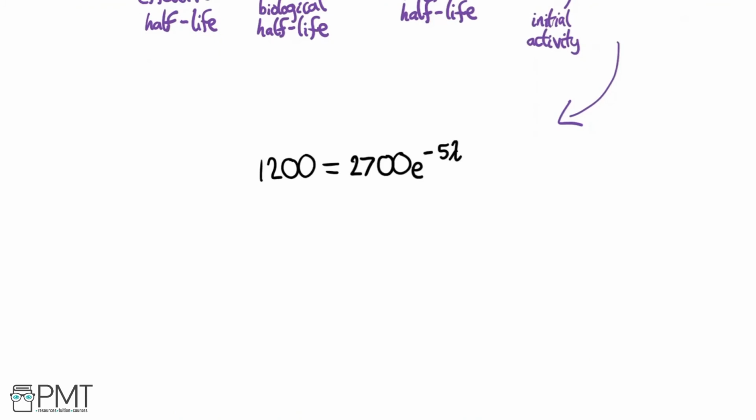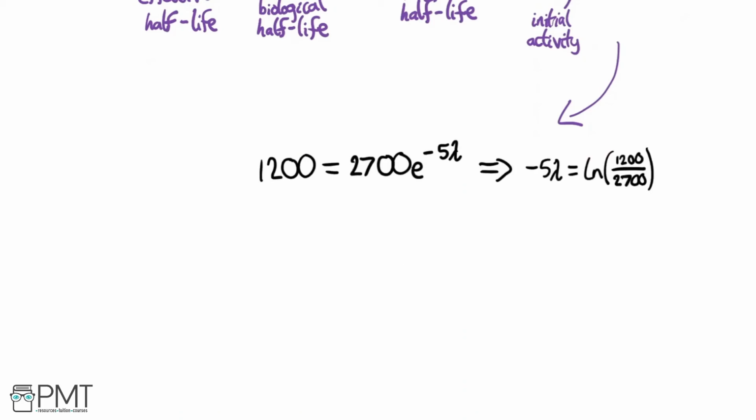So the count rate after 5 days, 1,200, is equal to the initial count rate, 2,700, times e to the power of minus 5, so 5 being the time in days at which this occurs, multiplied by the decay constant, which is lambda. So we're going to rearrange this to make lambda the subject.